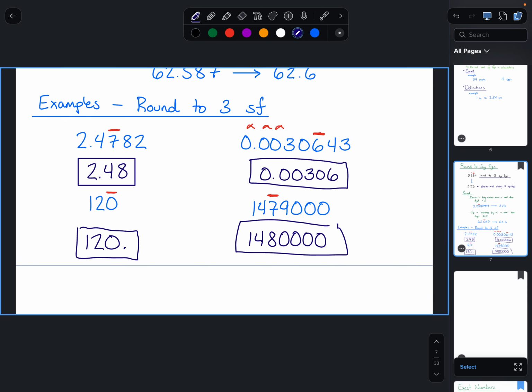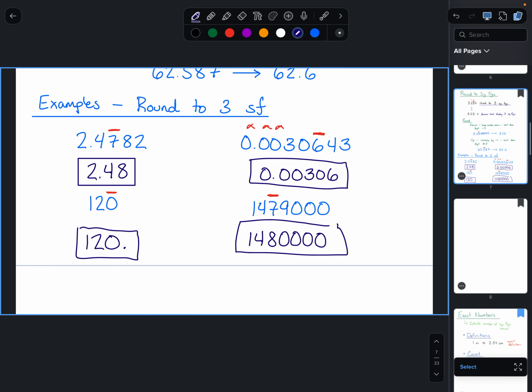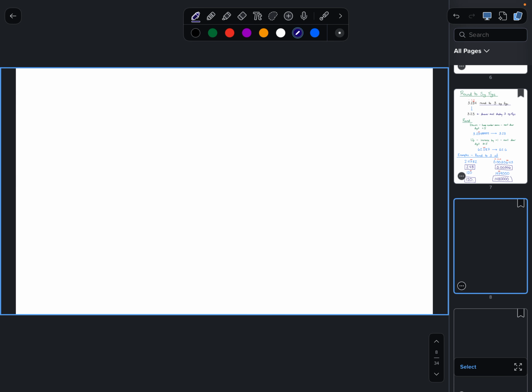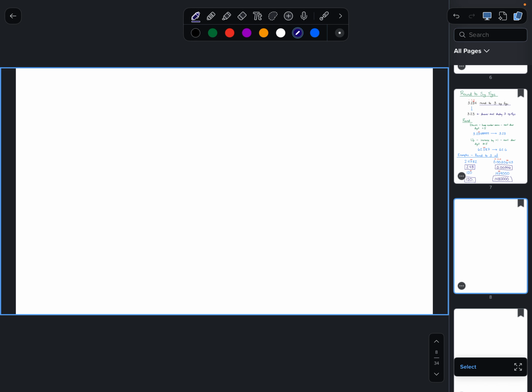Cool? All right. We got 2 more things to do here. 2 more skills that we need to learn how to do. And these are now incorporating operations into our discussion of sig figs. By that, I mean now we're going to actually start to do some math. All right? We got rules for what we call carrying sig figs.